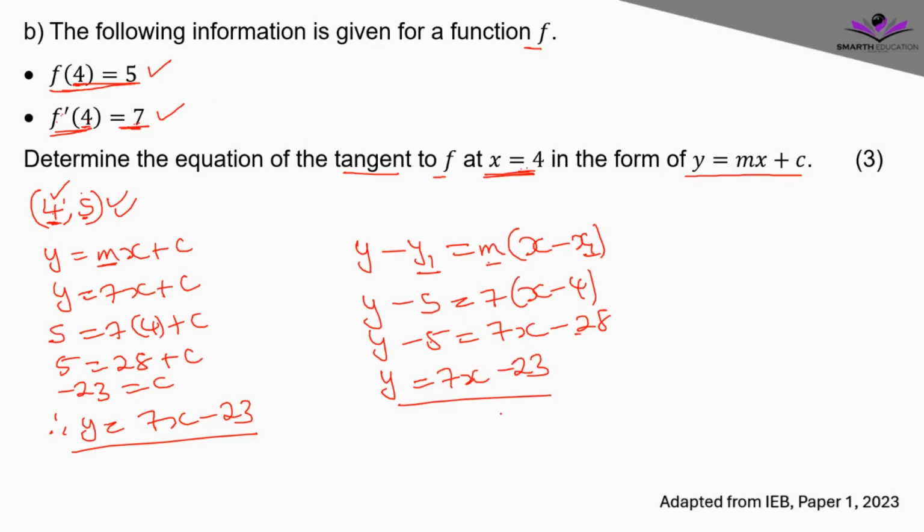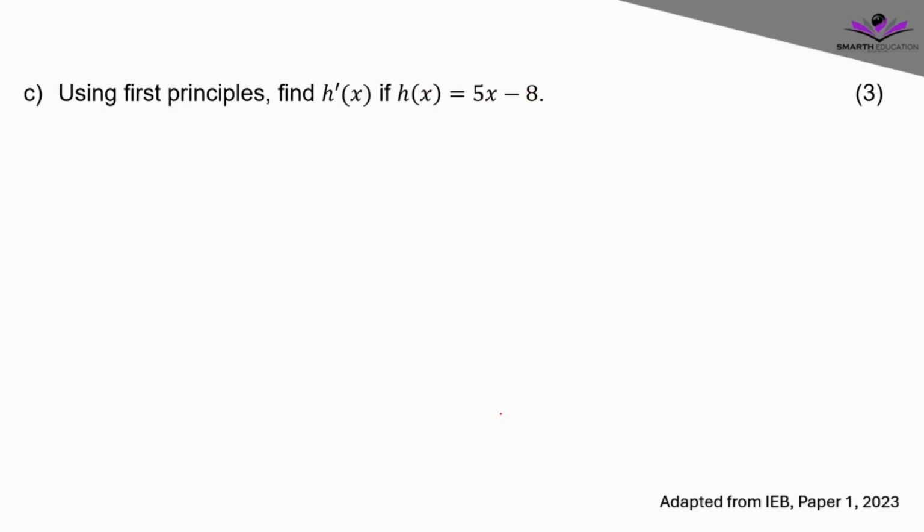Let's do the last one for C. Using first principles, find the derivative of h of x if h of x is equal to 5x minus 8. Now we already know the derivative of h of x here is equal to 5, but we have to follow all the steps. When they say use first principles, we have to follow all the steps.